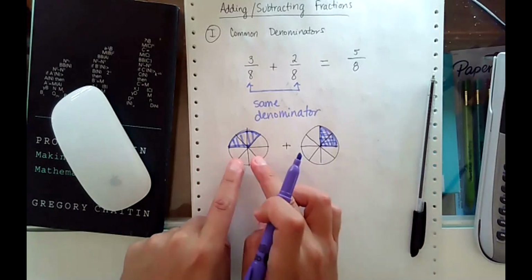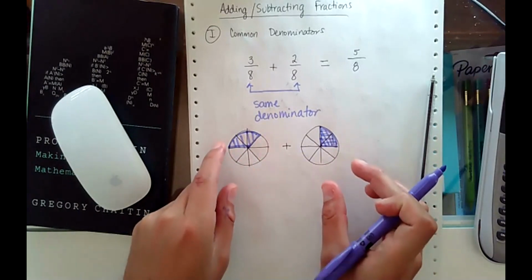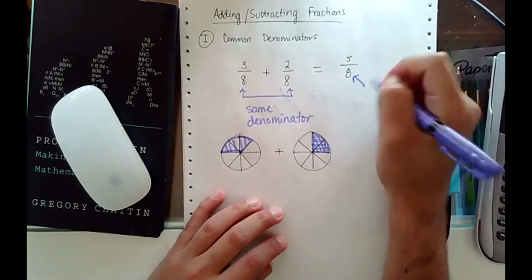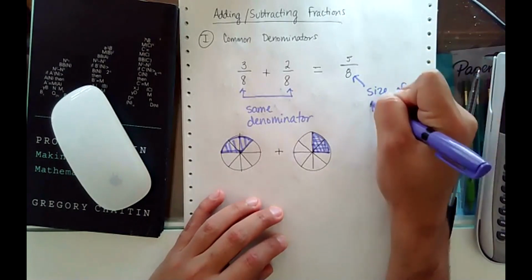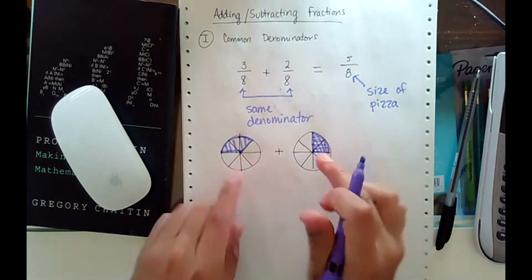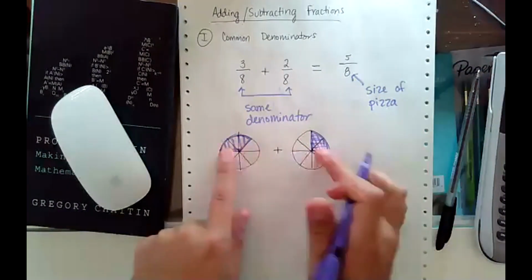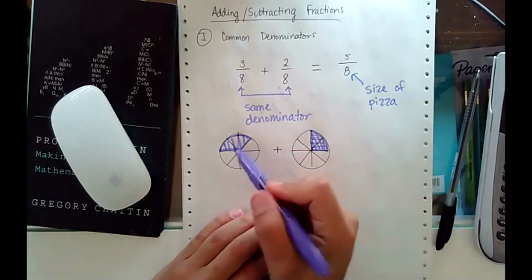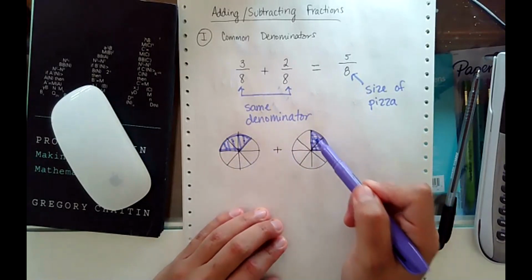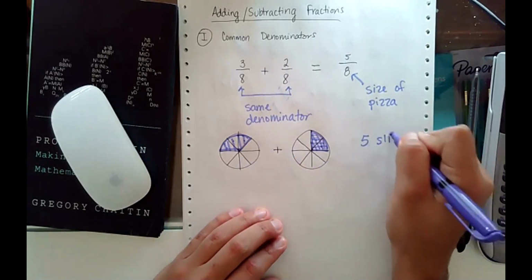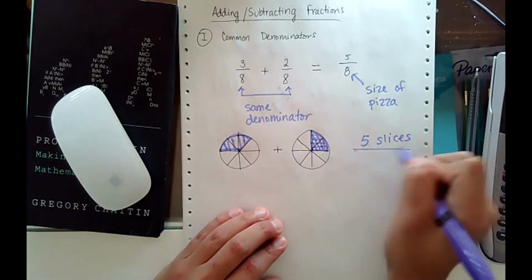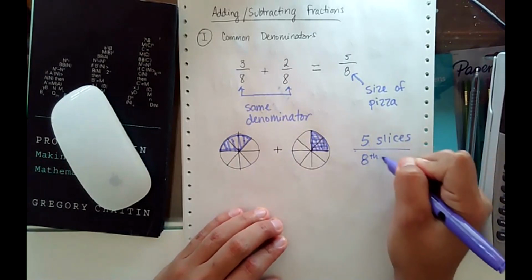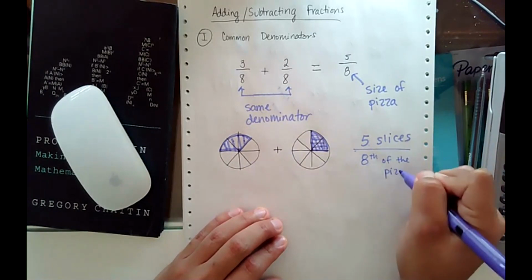So the slices haven't changed when we add these components together. The slices are the same size. So in some sense, you could think of this bottom part as telling you the size of the pizza. And since these are both pizzas that are cut into 8 slices, the slices have to be the same size. So in total, we have these 3 slices, these 2 slices. So we have 5 slices, which make up 5/8 of the pizza. If that makes sense.